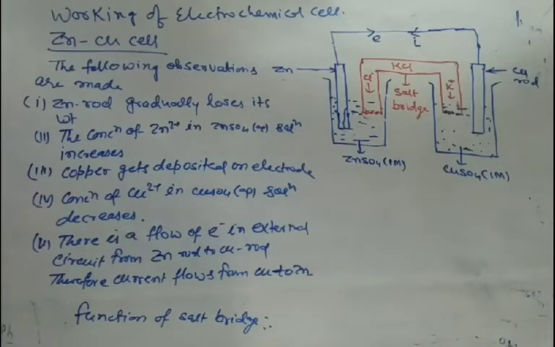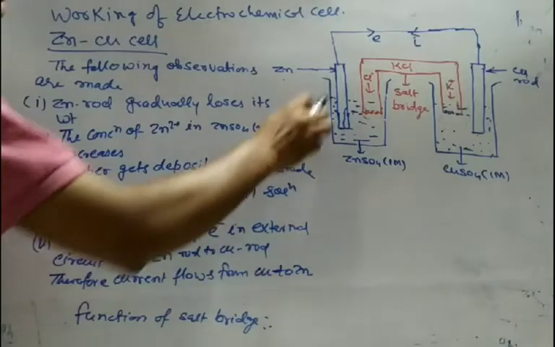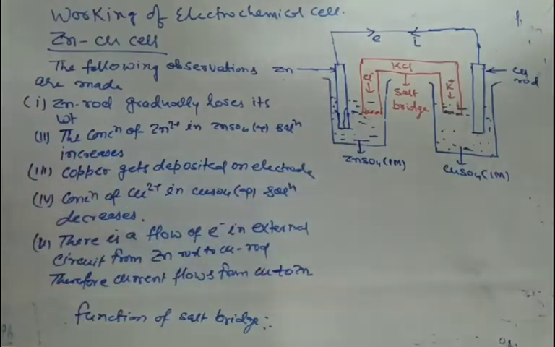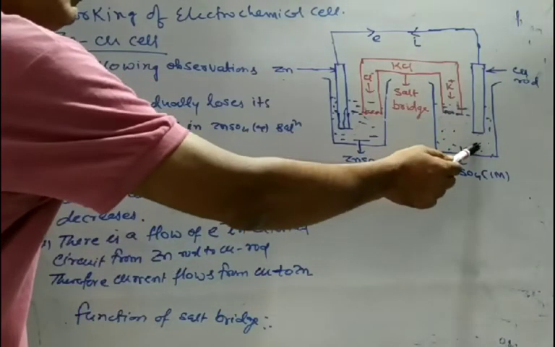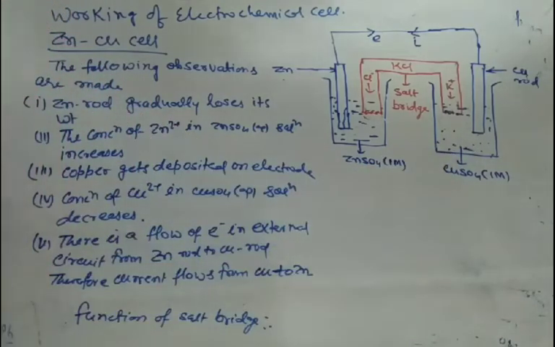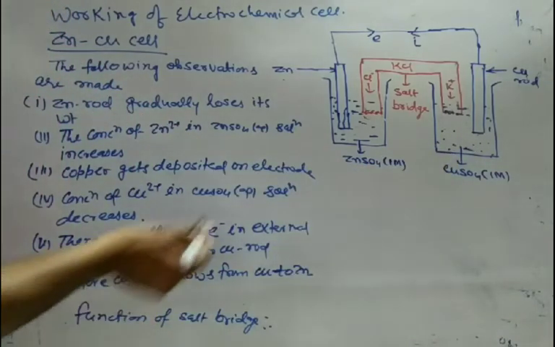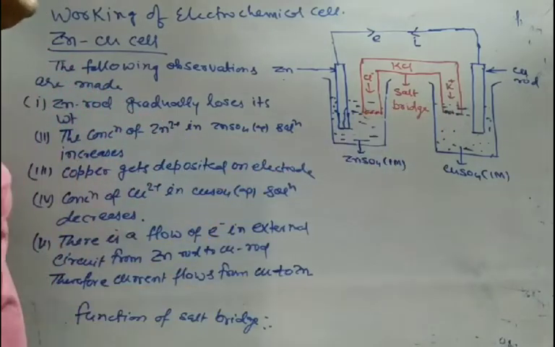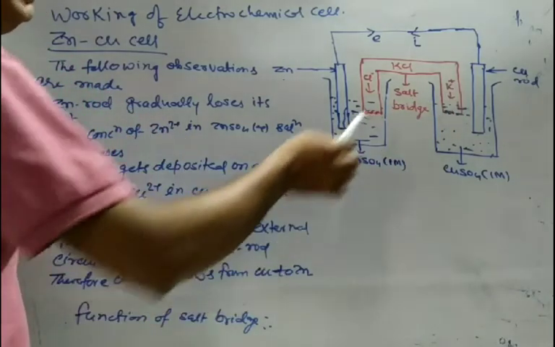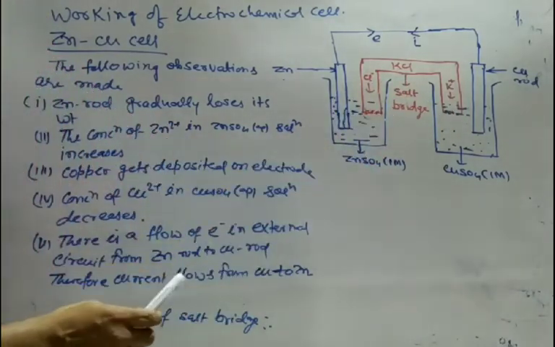Now we will see the working of a simple electrochemical cell. In the last video, we have seen the construction of a zinc copper cell where a zinc rod is dipped in the solution of ZnSO4 and a copper rod is dipped in the solution of CuSO4. And the two solutions are connected by a U-shaped tube known as salt bridge.